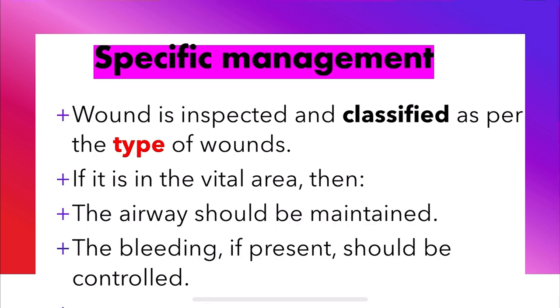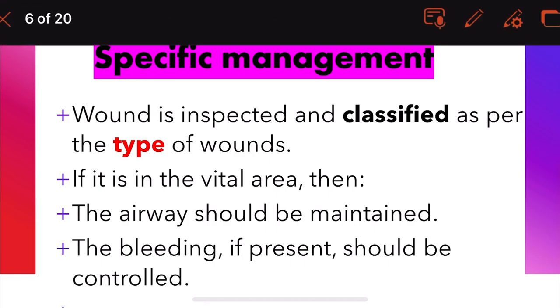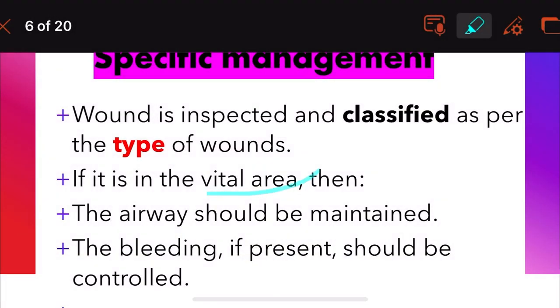Wound is inspected and classified as per the type of wound which we discussed in the previous video, the various types of wounds. You have to classify the wound under which category it falls. If it is in the vital area, then the airway should be maintained. Bleeding, if it is present, should be controlled. See, if it is in a vital area, it's a serious wound, so you have to maintain the airway. The bleeding should be controlled to prevent hypovolemic shock.